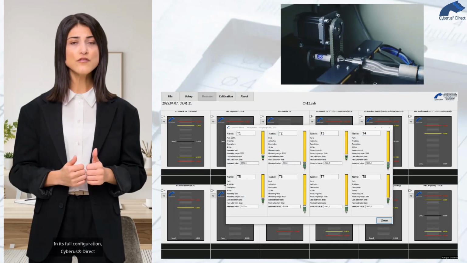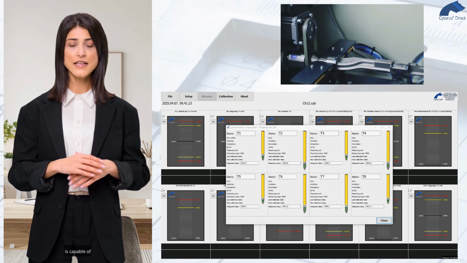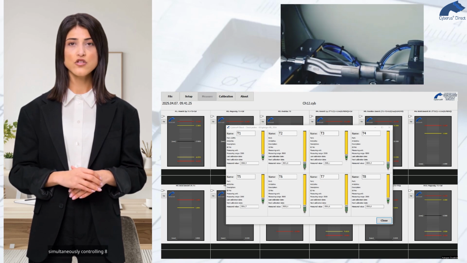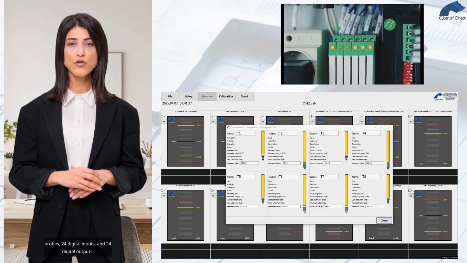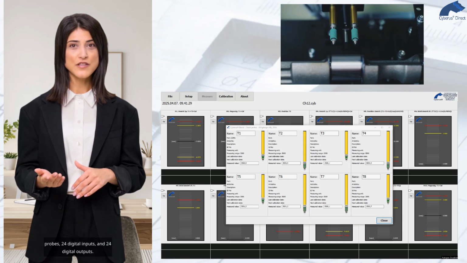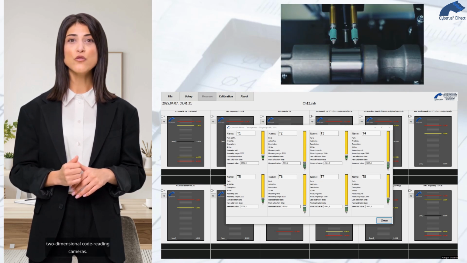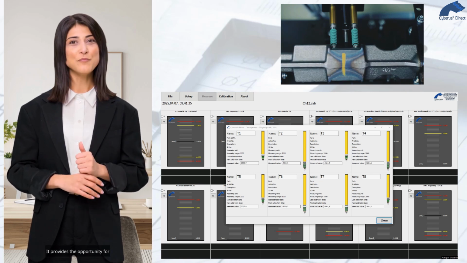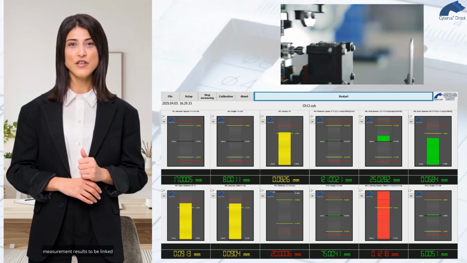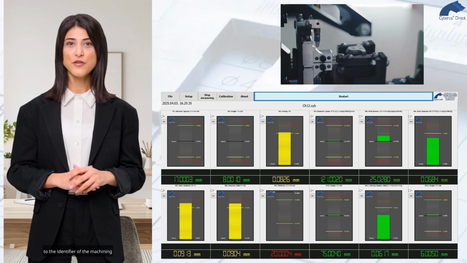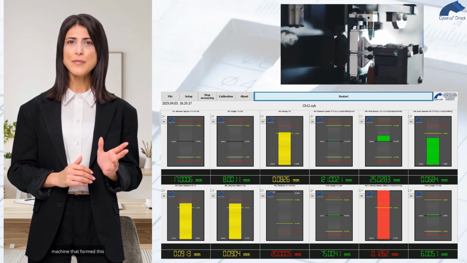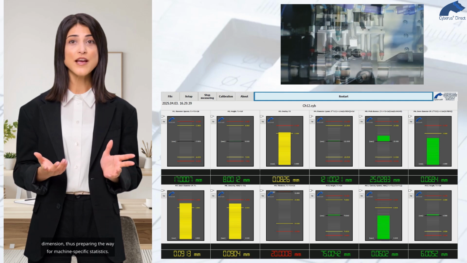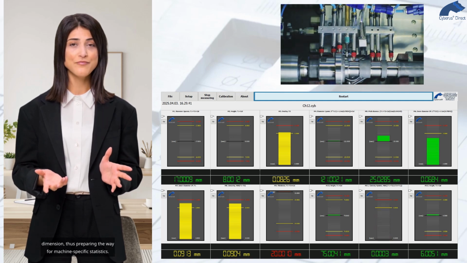In its full configuration, Cyberus Direct is capable of simultaneously controlling 8 probes, 24 digital inputs, and 24 digital outputs. It handles 1- and 2-dimensional code-reading cameras. It provides the opportunity for measurement results to be linked to the identifier of the machining machine that formed this dimension, thus preparing the way for machine-specific statistics.